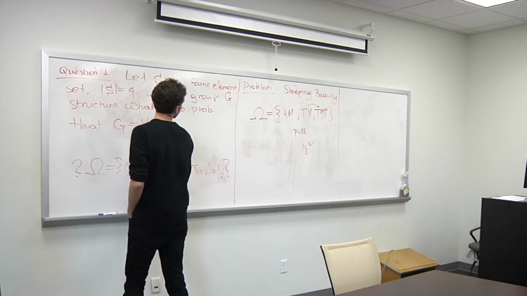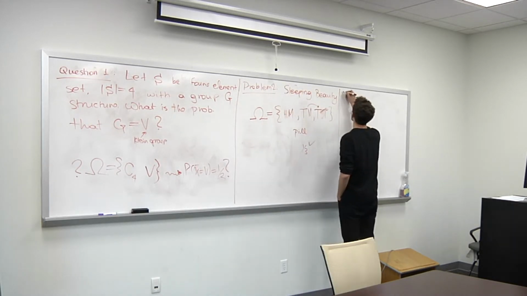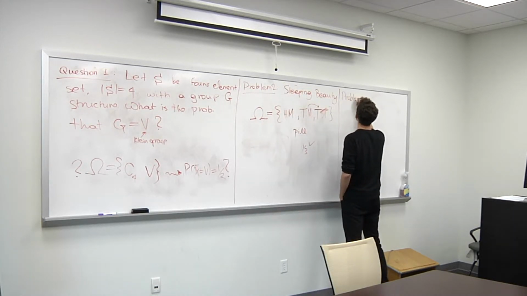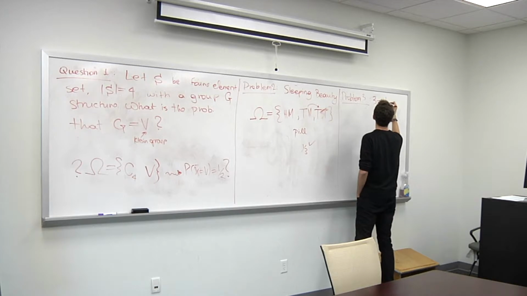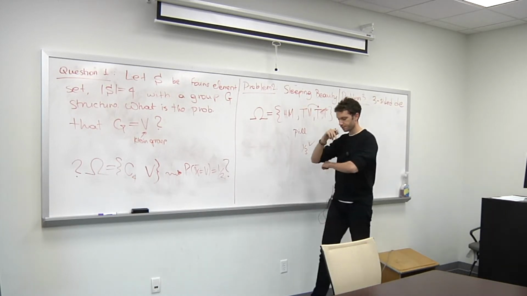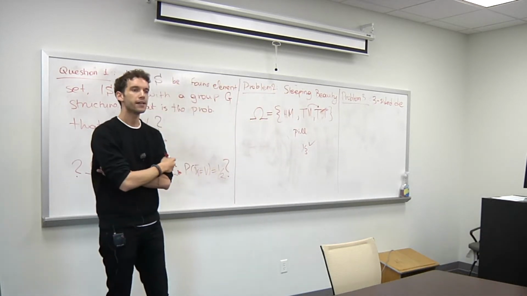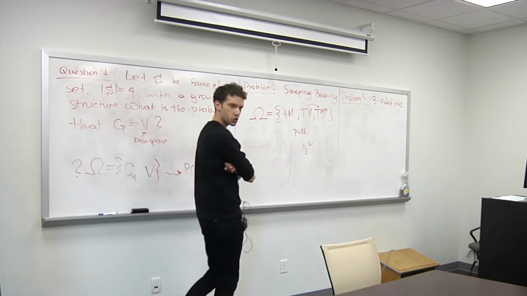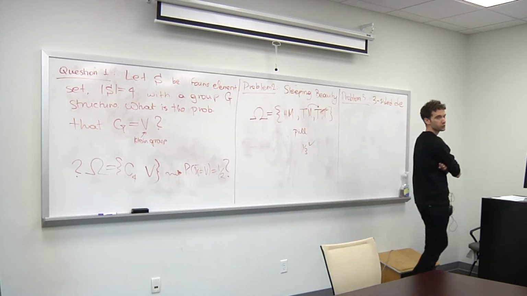Now the third one, let me write it here. The third one is the three-sided die. Okay. So there's a three-sided die. Does such a thing exist? Well, it does, apparently. You can actually construct it.